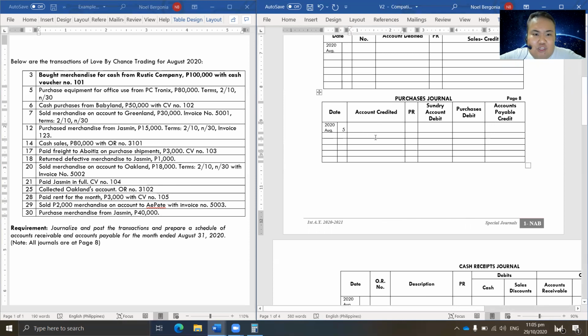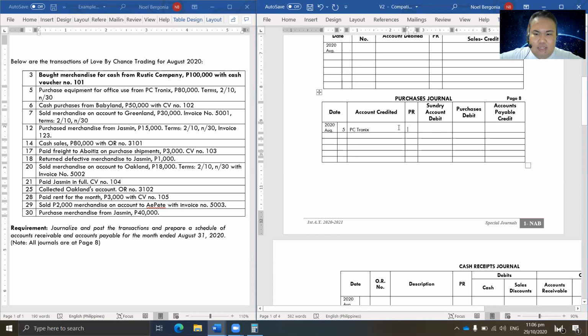Accounts credited. Remember, it should be the name of the vendor where we owe money. That's PCtronics. Then PR, wala pa po tayong PR since hindi pa naman tayo nagpo-post. Take note guys, this is purchases on account. So malamang sa malamang, it will affect the accounts payable. Thus, we also need to update later the subsidiary ledger of accounts payable.